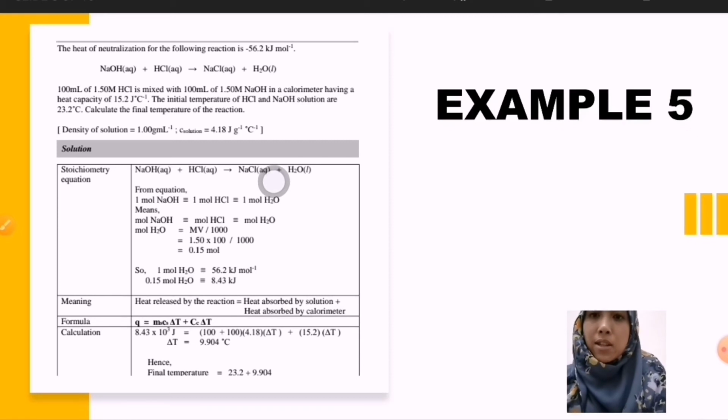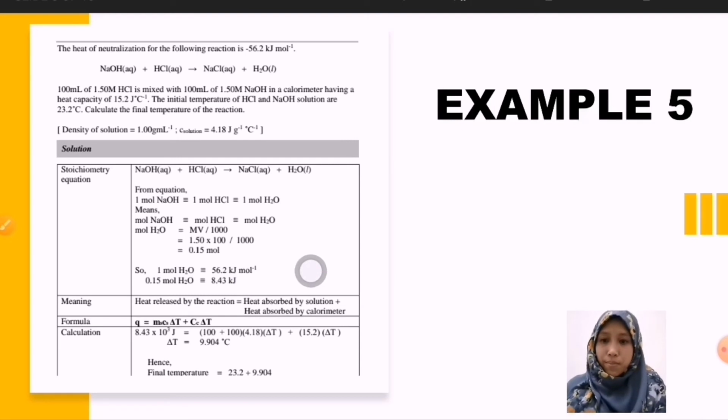Okay, so kat sini kita kena bandingkanlah dengan number of mole of these two reactant. Okay, since the number of mole for both reactants are equal, so kita tengok dia punya volume dengan molarity sama. So by using MV over 1000 nanti kita tahulah the number of mole for both are equal. So kita dapat number of mole of NaOH, maka kita akan dapat juga mole of H2O. So finally you will get 0.15 mole H2O.